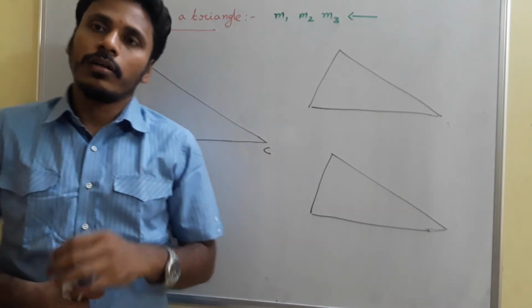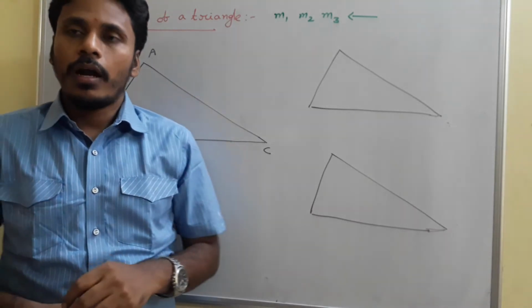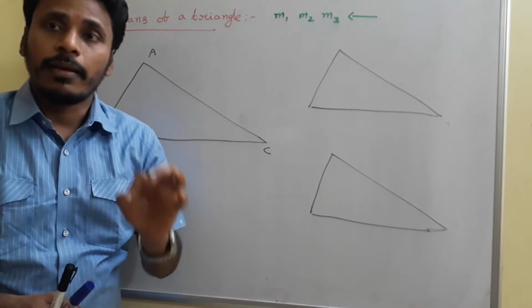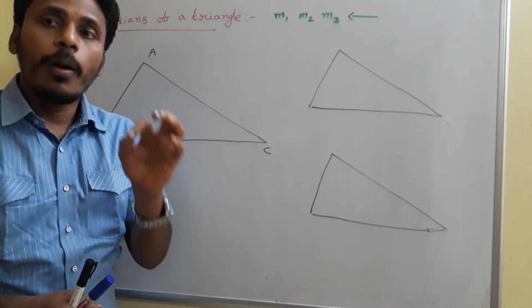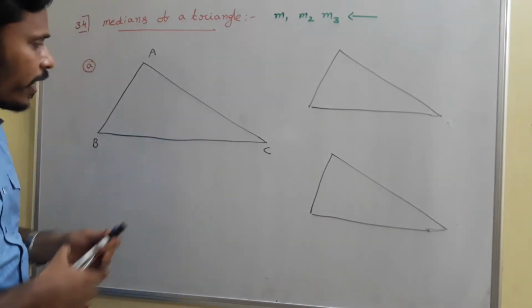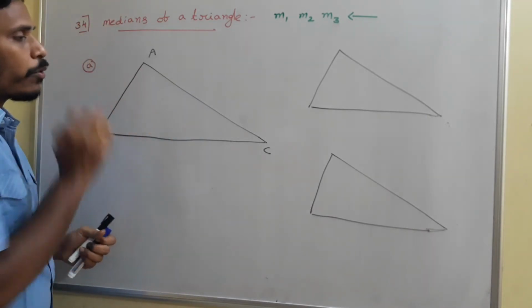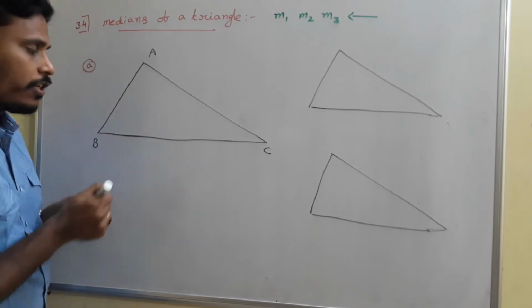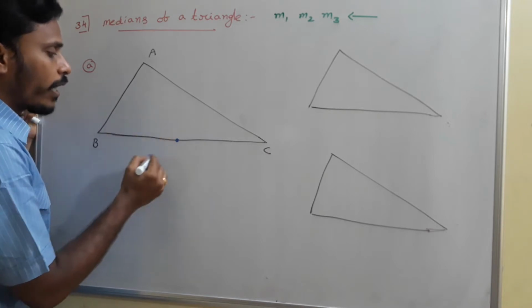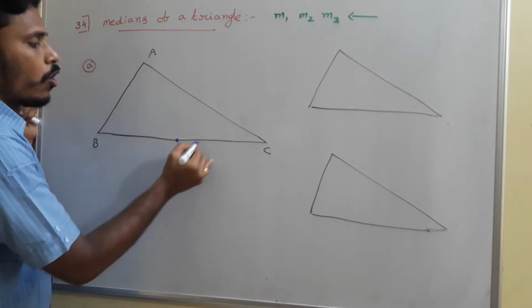We discussed the altitudes of the triangle, okay? And now medians. See, the name itself suggests it: median, mid. So a median corresponds to the midpoint of a side, any side of the triangle. Suppose I have a triangle ABC, and for the side BC, you identify the midpoint as some D.